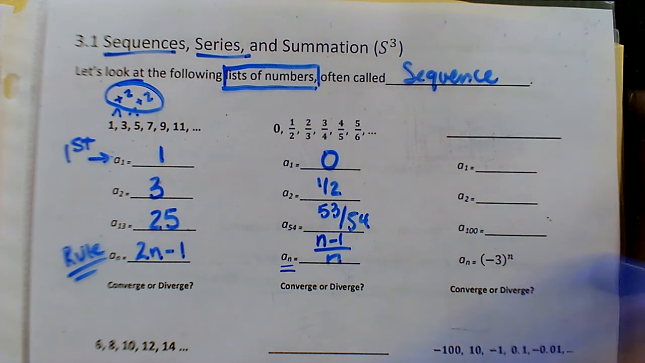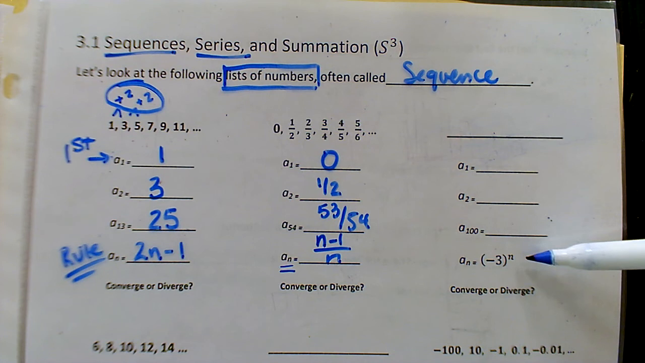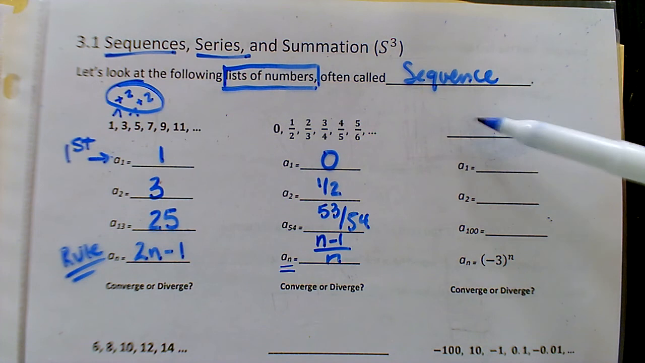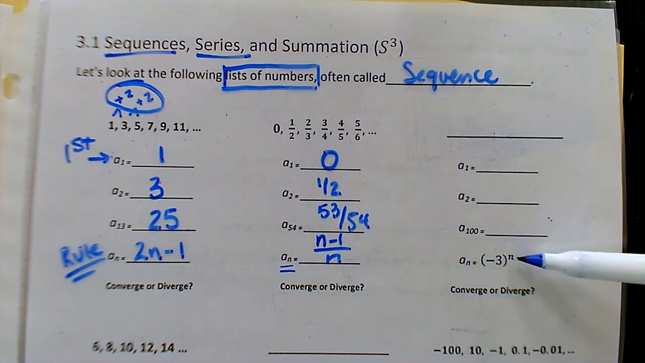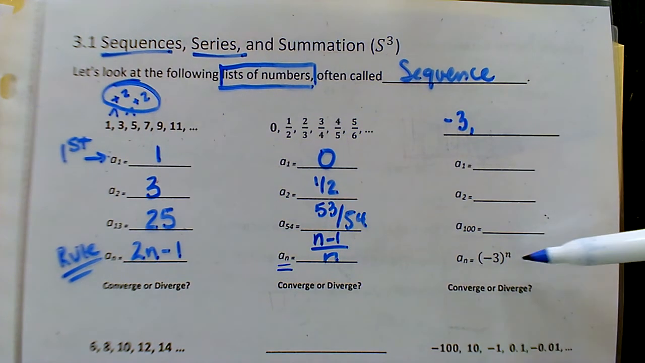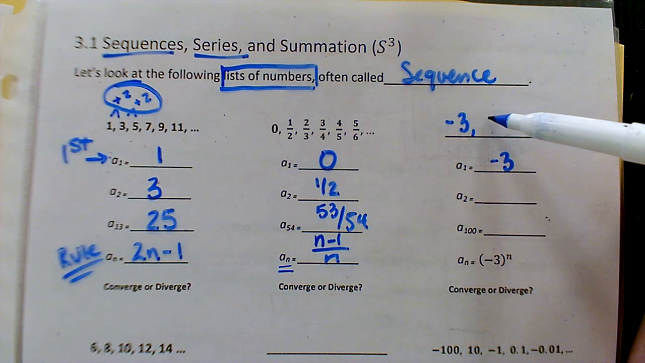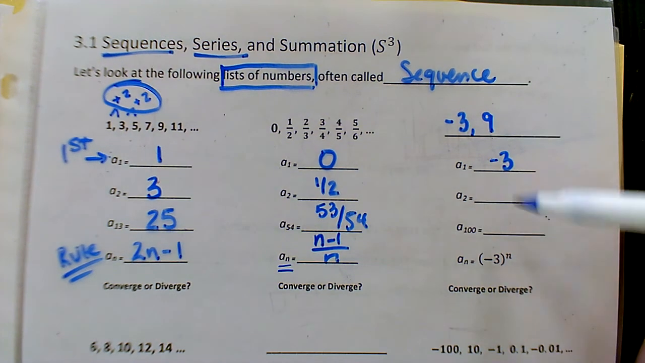Oh, wait, nope, forgot to do that. We're working backwards now. I got a little ahead of myself. They give us the rule. You guys didn't see this, I'm sorry. But they give us the rule. So let's go ahead and try to figure out what the terms would look like. So to figure out the first term, we're just going to plug in 1, which would be negative 3. If we plug in 2 for the second term, we'd get 9.